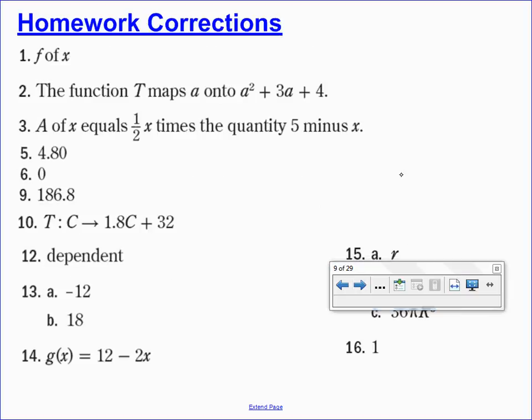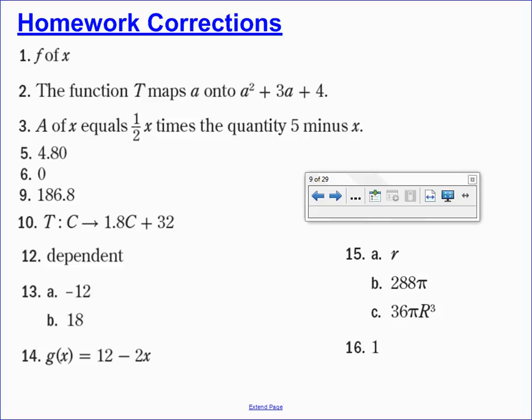Next section, our 1-3 section, that's read f of x. Right? F of x is how we say that. The function t maps a onto my function rule. 3a is half times x times the quantity 5 minus x. 5, 4.80. 6, 0. Number 9 is 186.8. 10 we did in class.